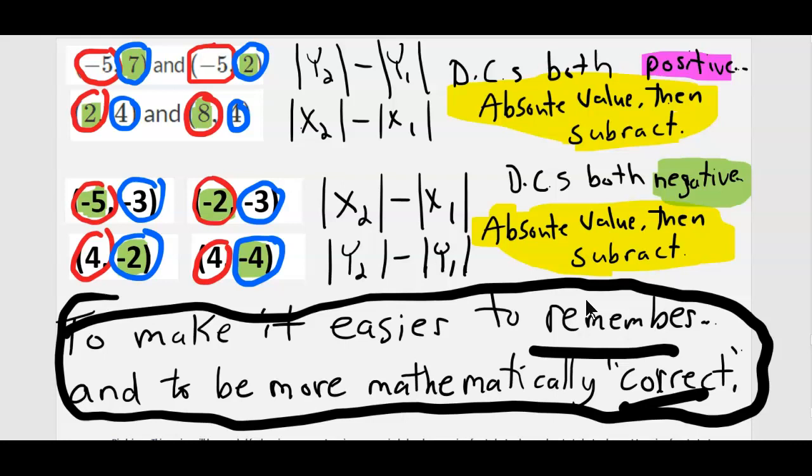It's going to be easier just to say, you know what, so far, no matter what we get, if the DCs are both positive or both negative, in other words, they're both the same, take the absolute value and subtract. That's easier than trying to remember different things for these. So let's keep it the same.